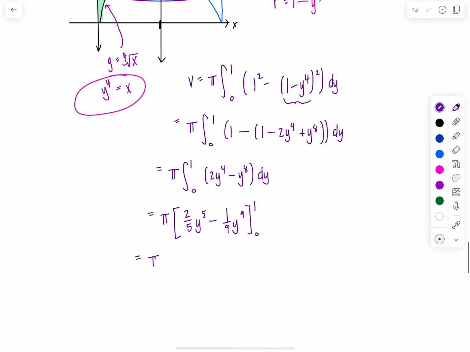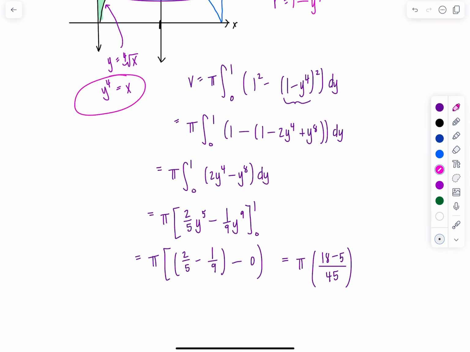And then we have pi times, what's this going to be? 2/5 minus 1/9 minus 0. 2/5 minus 1/9, what's that? 18 minus 5 over 45. So pi times 18 minus 5 over 45. The little trick I do there is 2 times 9, that's 18, minus 1 times 5 is 5. And then you multiply the denominators together.